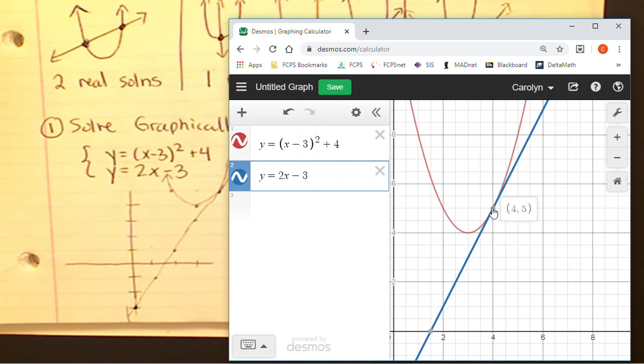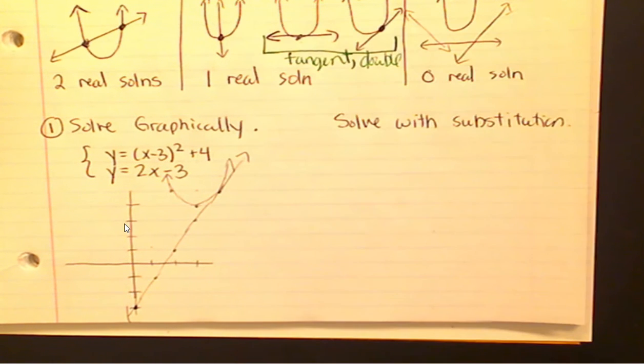Now you do have access to Desmos on the SOL and some other standardized tests, which is why we're going to look at it. We will continue to look at our calculator as we have more opportunities, but I want you to be able to use this. Okay? So right there, the intersection is 4, 5. Let's go back and label our point.